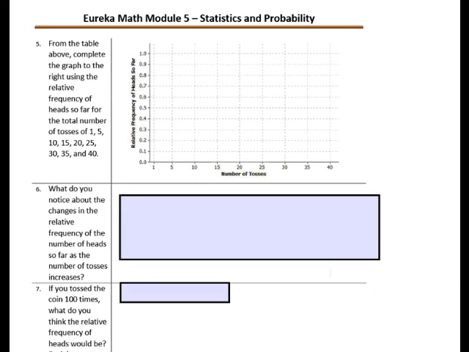We're on page 56 now with number 5. From the table above, complete the graph to the right using the relative frequency of heads so far for the total number of tosses, 1, 5, etc. This is just what we did on the previous page, so I'd like you to pause the video and go ahead and complete your graph. When you're done, resume the video to check your work.